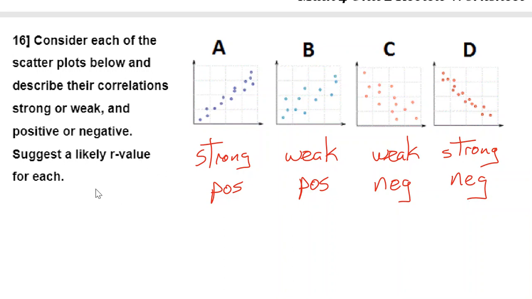Now they said suggest a likely R value. If this is going uphill, then we might say 0.9. If this is weak and going uphill, then we might say 0.2. If this is weak coming downhill, we might say negative 0.2. And if it is strong coming downhill, we might say negative 0.9. Something like that.